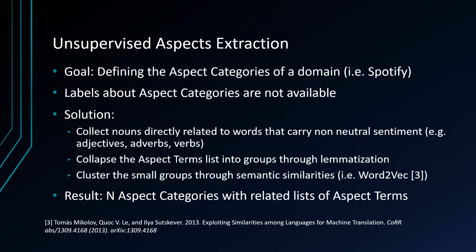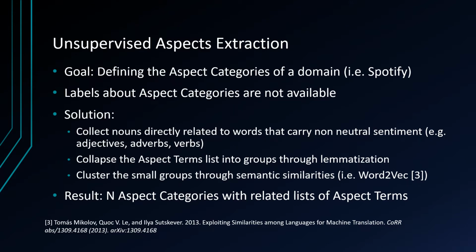First, collect all the candidate aspect terms among nouns directly related to words that carry a sentiment, for instance, adjectives, adverbs, and so on. Second, build an aspect terms list by filtering candidates having neutral sentiment words or an occurrence lower than a threshold. Third, group the aspect terms into aspect categories through lemmatization and clustering methods based on semantic similarities, for instance, based on word2vec.